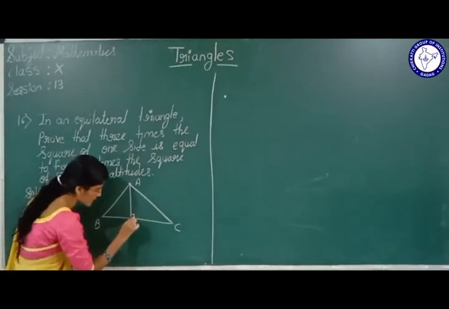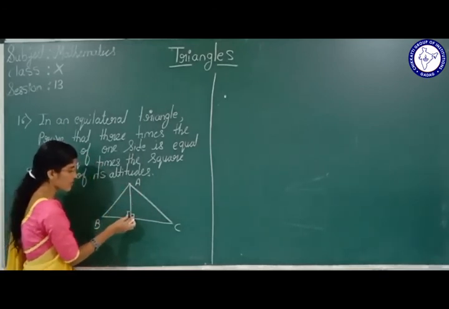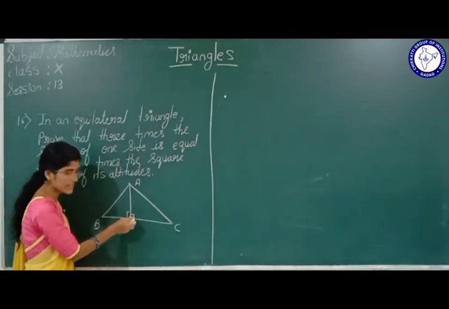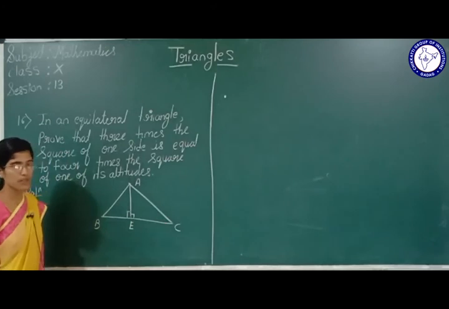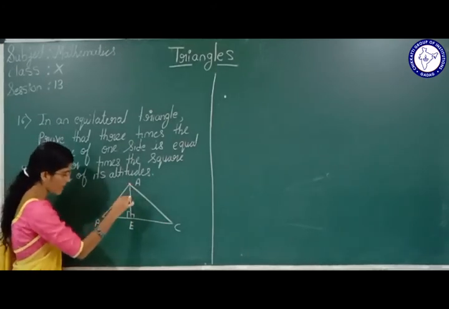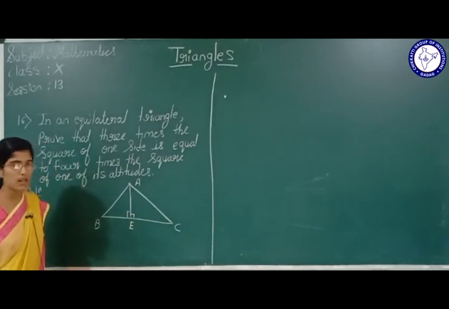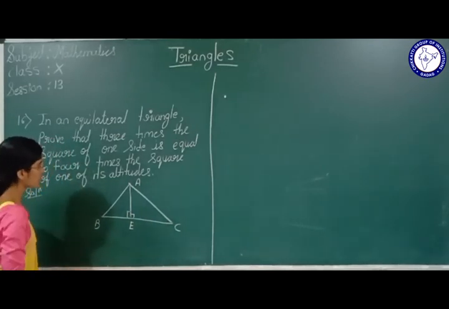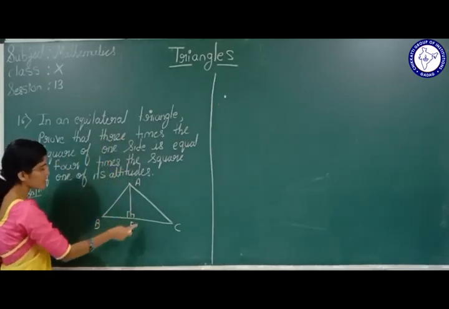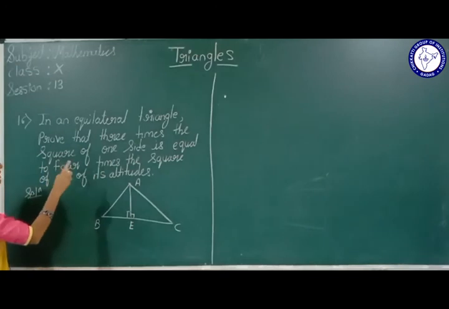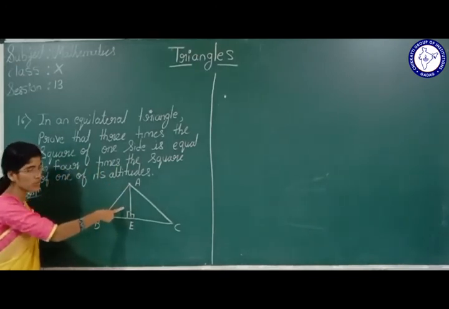So what is altitude? Altitude means here it is going to form a 90 degree angle and BE is going to be equal to EC. This AE is going to divide this side into 2 equal parts. That is nothing but an altitude. What we have to prove: any side, 3 times the square of one side is equal to 4 times the square of its altitude. We have to prove this.